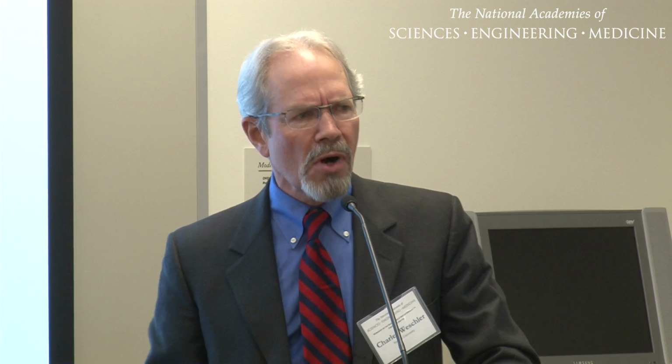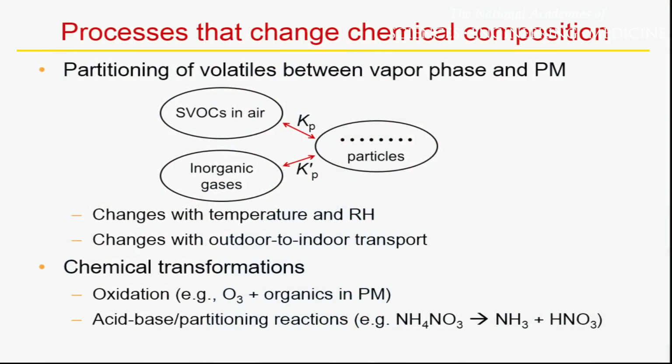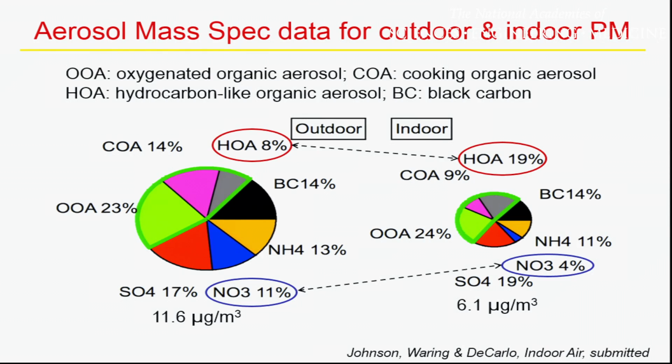And I'll begin with processes that change the chemical composition of indoor PM. Glenn has already spoken extensively about chemistry, including oxidation processes and acid-base chemistry. I'll say no more about the chemistry. I think Glenn has covered it more than adequately. What I'll focus on is partitioning of volatile species between the gas phase and the surface of airborne particles. And the partitioning occurs both for semi-volatile organic compounds, but also for inorganic species.